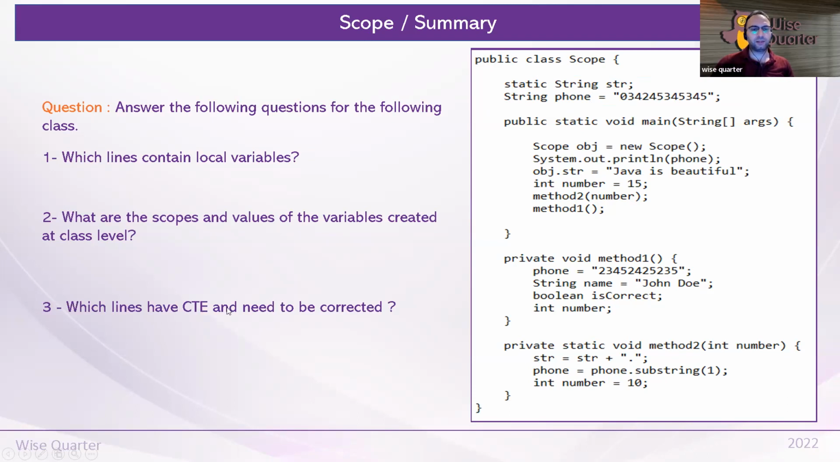Which lines have compile time error and need to be corrected? Oh, this is an interesting one. For this one, we have to check them very carefully. Okay, we have created an str. When you create a non-primitive data type, you do not need to assign any value to it. If it is in class level, it will have null. This one is not static. If you want to reach it in a non-static method, we have to create an object.